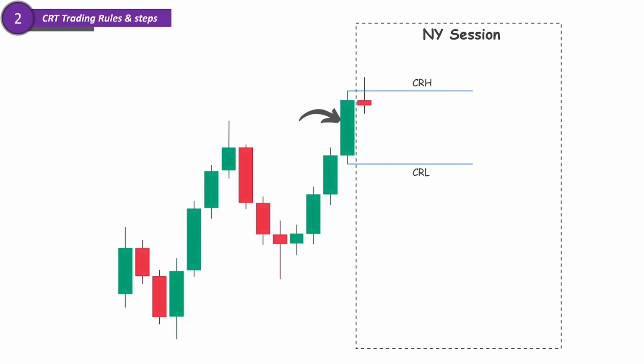If the price sweeps liquidity beyond that candle's range and then returns back inside it, you're witnessing a setup that aligns both with CRT principles and the natural behavior of the New York session. This confluence can provide high probability trade setups, especially if you're timing your entries correctly and managing risk with precision.